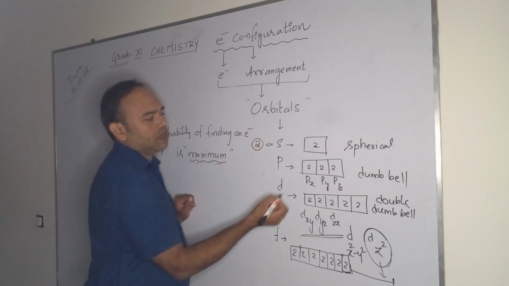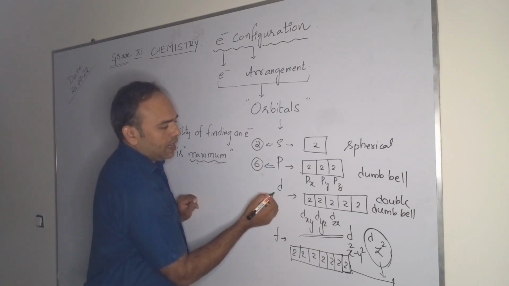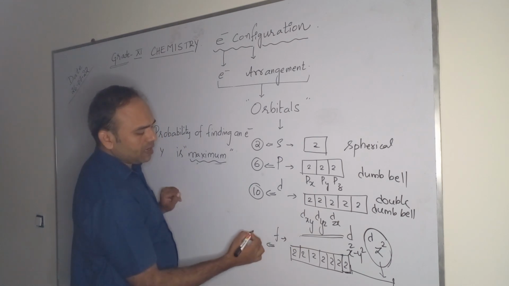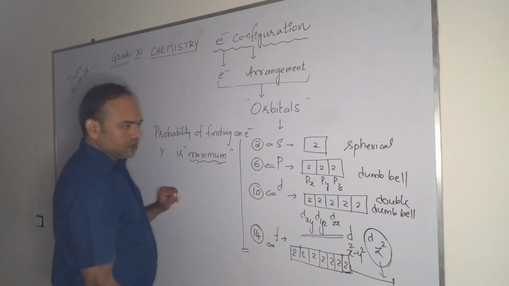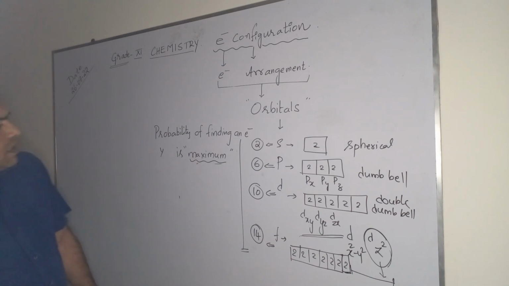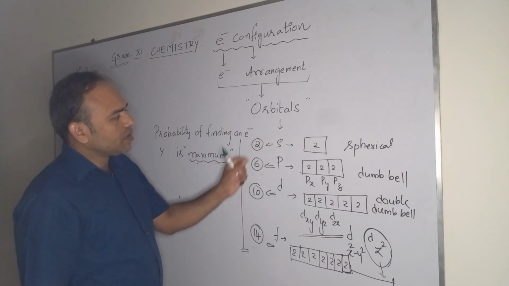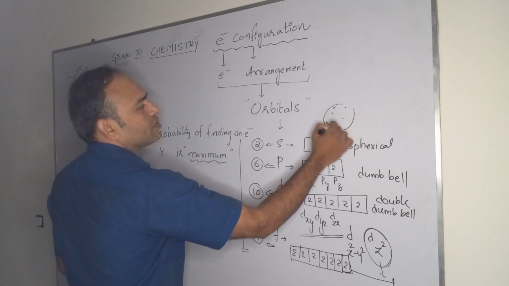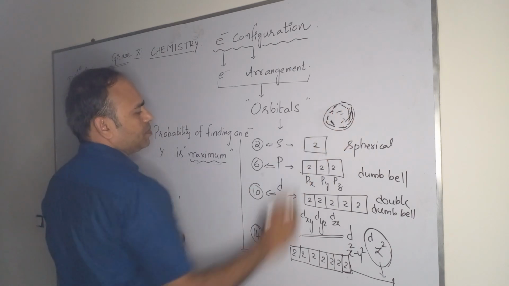2 electrons. P orbital can accommodate how many electrons? 6. And d can accommodate 10 electrons, and f can accommodate 14 electrons. So this is a small introduction about your orbitals. So we can find the electrons at the s orbital. The maximum probability will be like this. So the electron can be seen in a spherical shape. Similarly p.